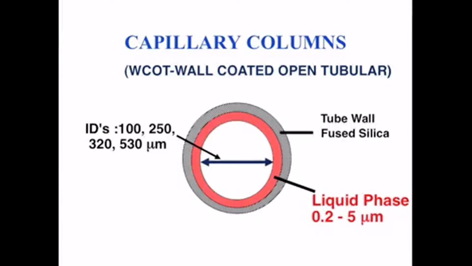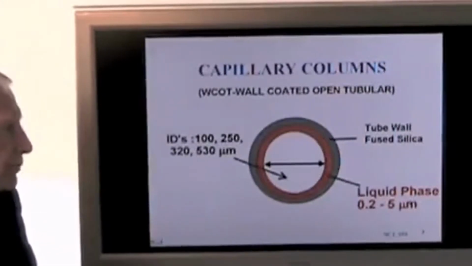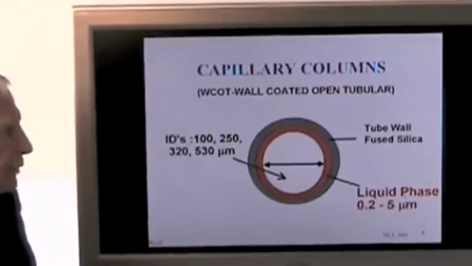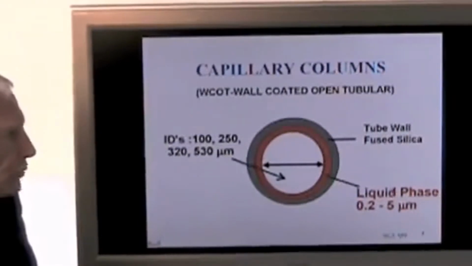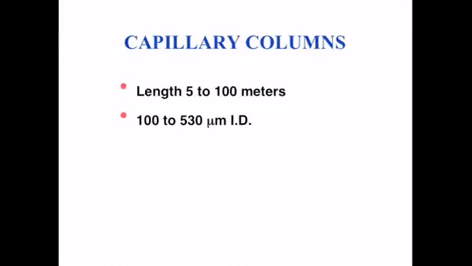This film thickness is a very thin film, ranging in size from 0.2 up to 5 micrometers. Very, very thin film. A typical liquid phase is most often 0.25 micrometers in thickness. The capillary columns, since they are not packed, they're open tubes, so long lengths can be used. Commercially available are lengths from 5 to 100 meters.